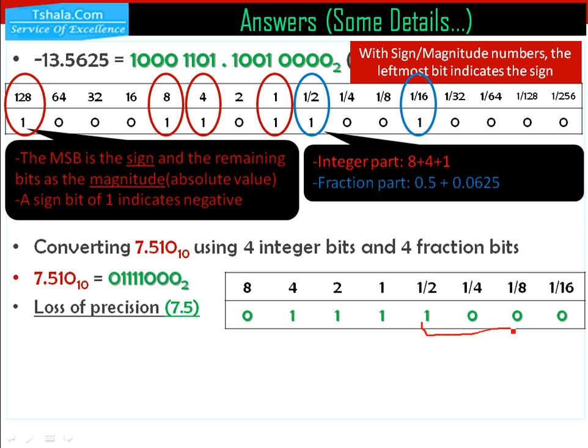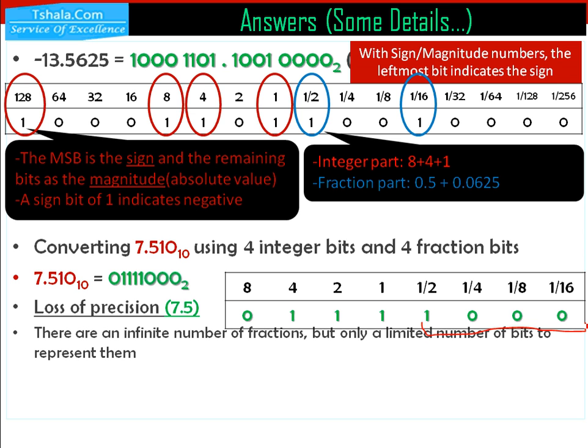Now, if you convert this back to decimal, you see that we lose precision. So instead of having 7.5 we have only 7.5 approximated, because what is happening here is that there are an infinite number of fractions, but there are only a limited number of bits to represent them.